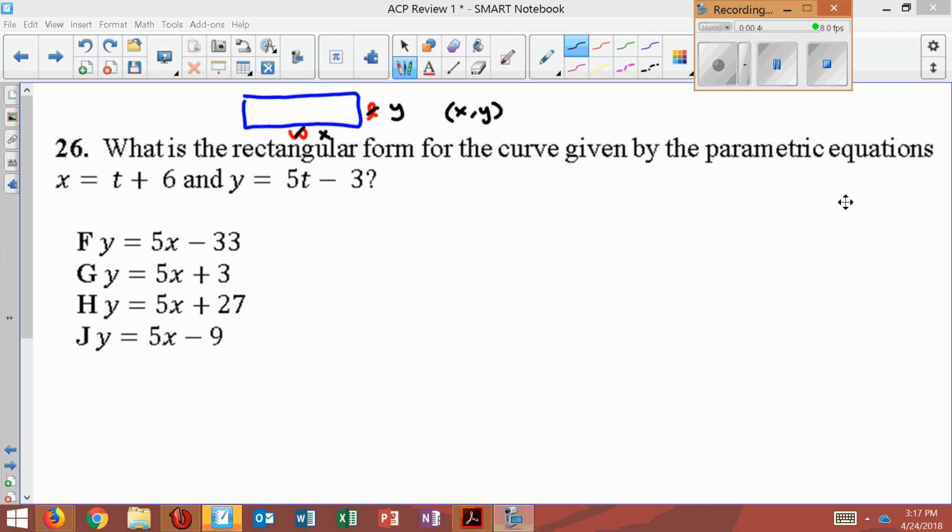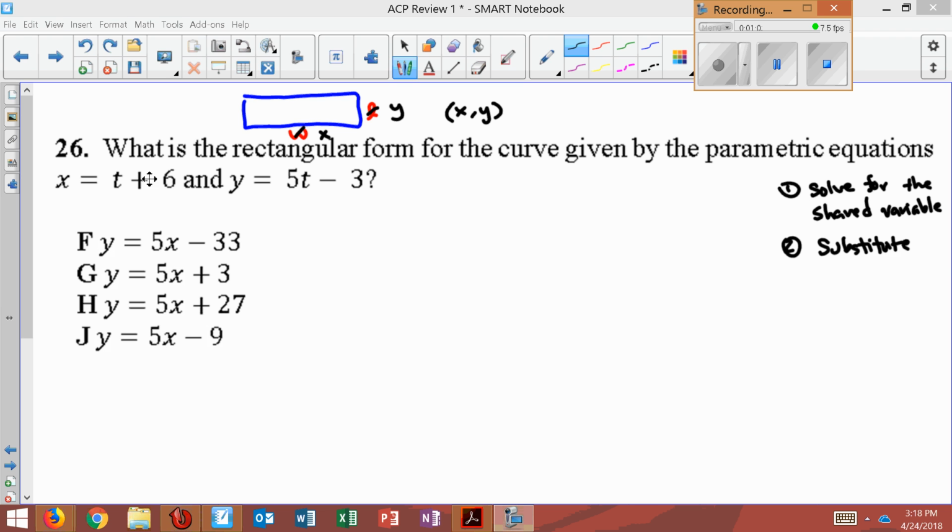So how do we do that? Well, we have two steps. The first is we solve for the shared variable. That's going to be our first step, solve for the shared variable. The second step is we'll then substitute into the other equation. Okay, so all of these are y equals.